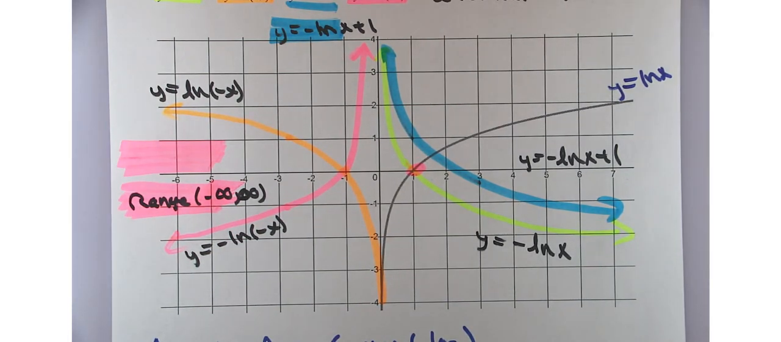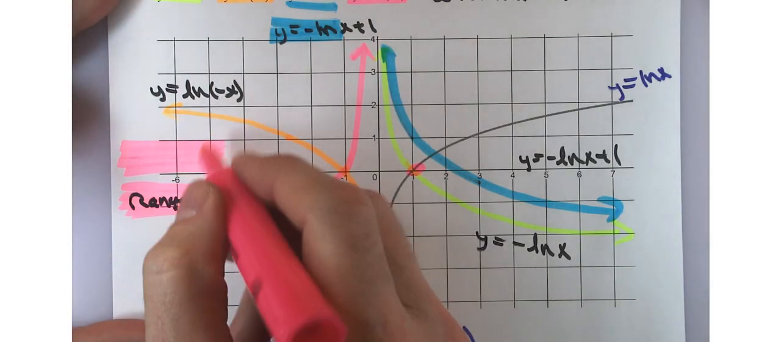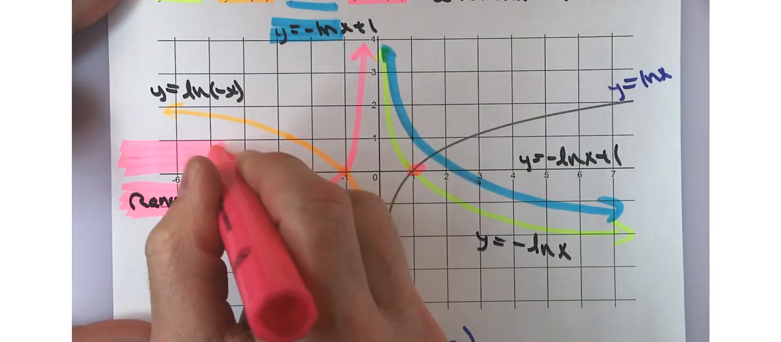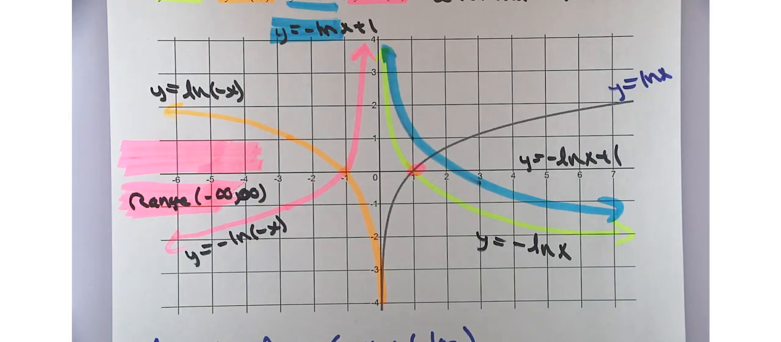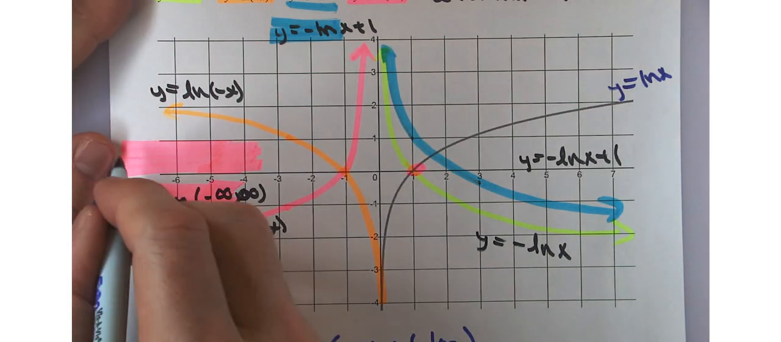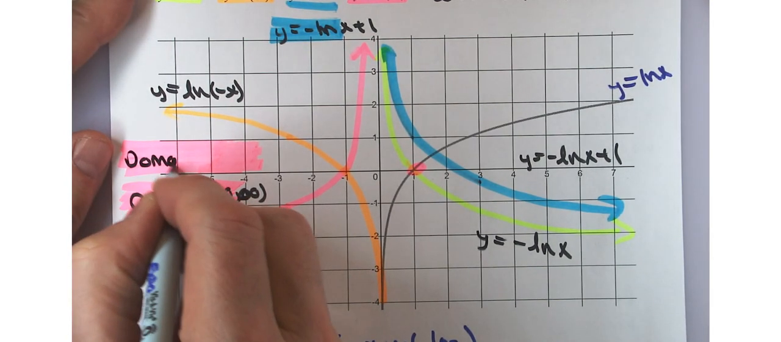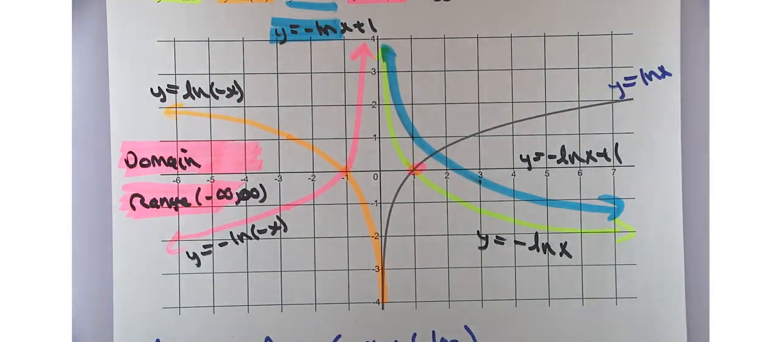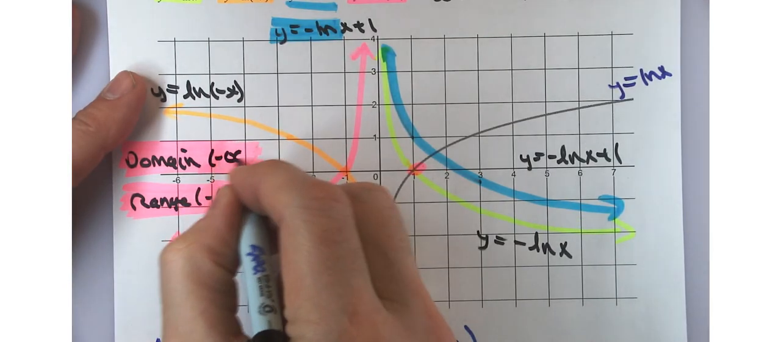How about the domain, though? How are we going to find the domain? What are we going to think of when we're looking at the domain? Domain is your set of x values. What are those x values? Where does your graph go? Negative infinity to 0. Great. So negative infinity to 0.